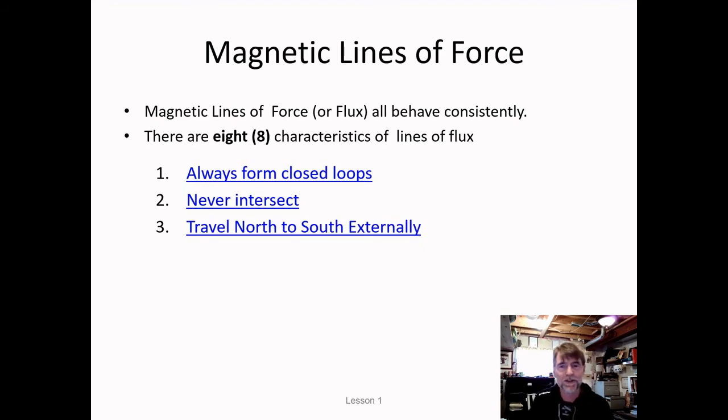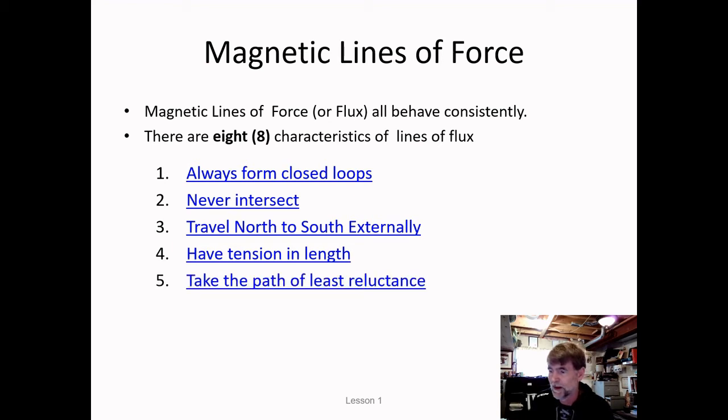They travel north to south externally. I'm sure you noticed that those lines had arrows on them, and those arrows are pointing in a specific direction. What is that direction? North to south. They have tension and length. Well, what does that mean? We'll talk about it when we get to that slide. They take the path of least reluctance.